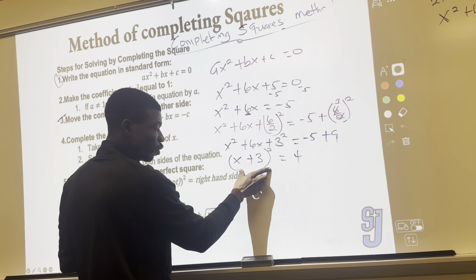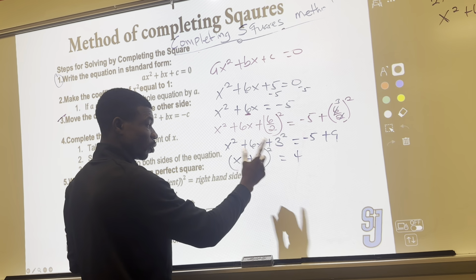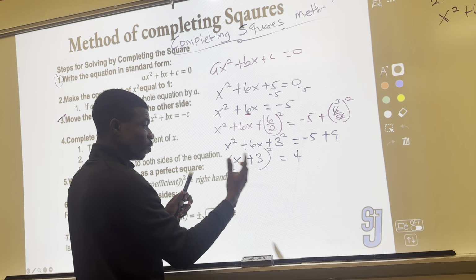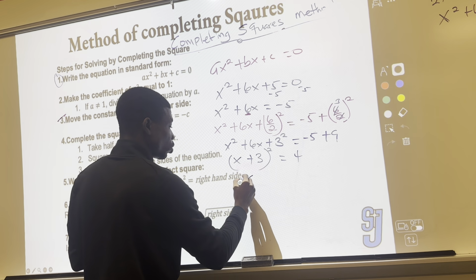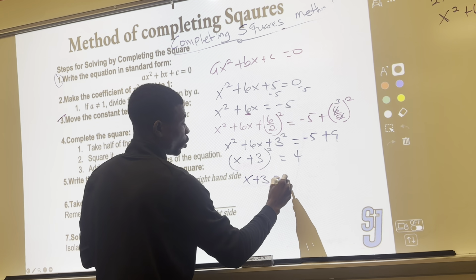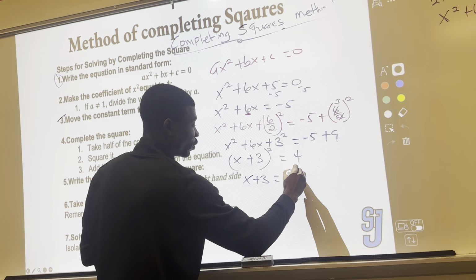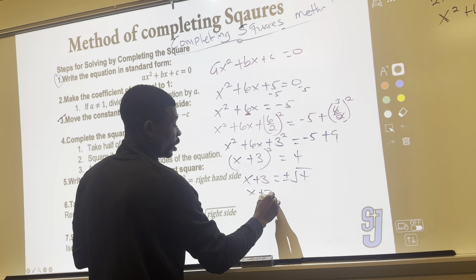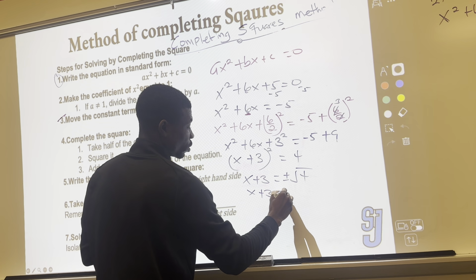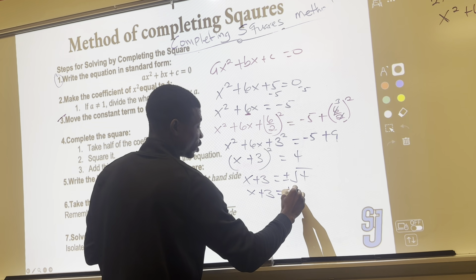And what do I do from here? I take the square root of both sides of the equation. So my x plus 3 equals plus or negative square root of 4. And I have x plus 3 equals plus or minus 2.